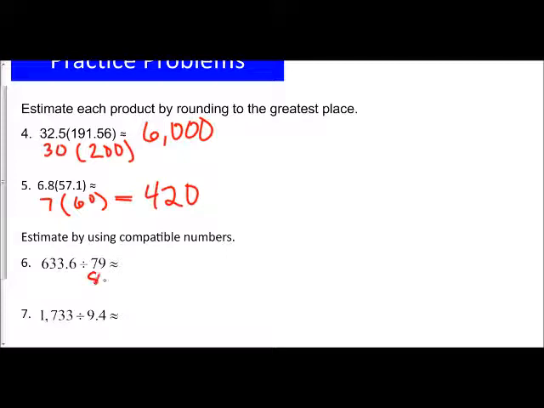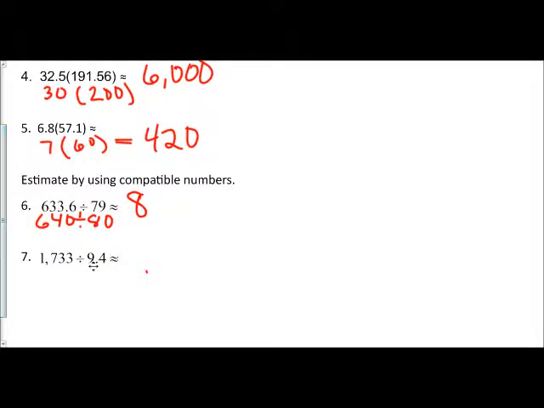And then I want to use compatible numbers here. We look at the divisor, make that 80. 633, what works with 80? That's close to 633. 640. And so 640 divided by 80 is 8. And finally, 9.4, I could keep that at 9 because I see that 1733. I can make that 1800 divided by 9. And that is going to give me about 200. And that's how we estimate.